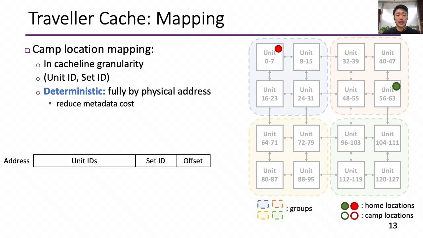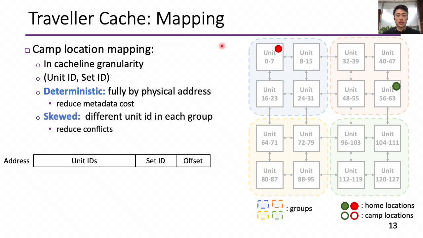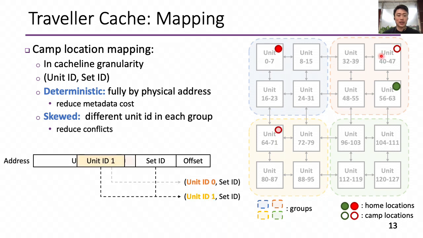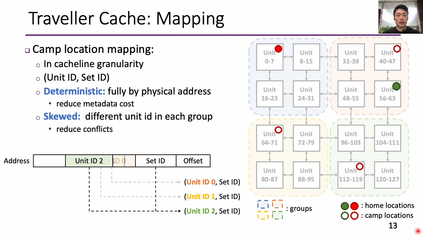The set ID is quite easy. We just use the bits in the address directly. For unit IDs, we use a skewed mapping that uses different bits in the address as unit IDs in each group. For this red data, we use this part as unit ID 0 and generate this camp location, and another part as unit ID 1 and another as unit ID 2. This skewed mapping can reduce cache conflicts. What's more, it enables better scheduling opportunities.